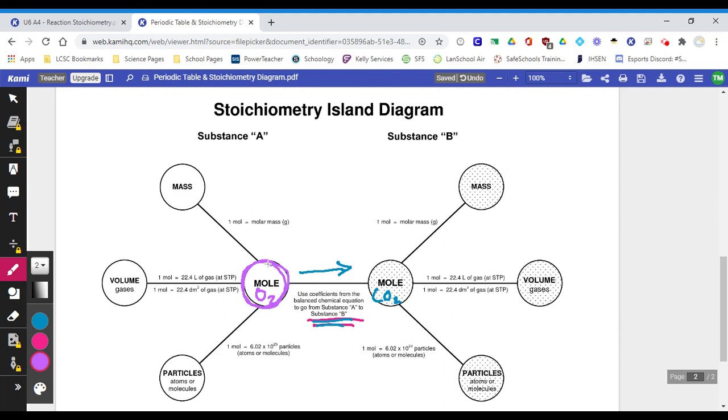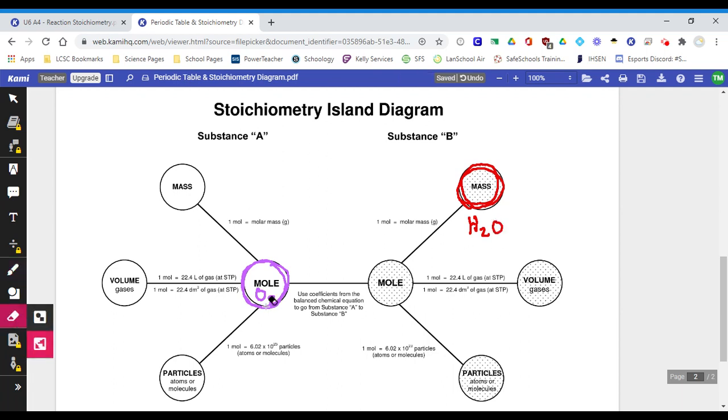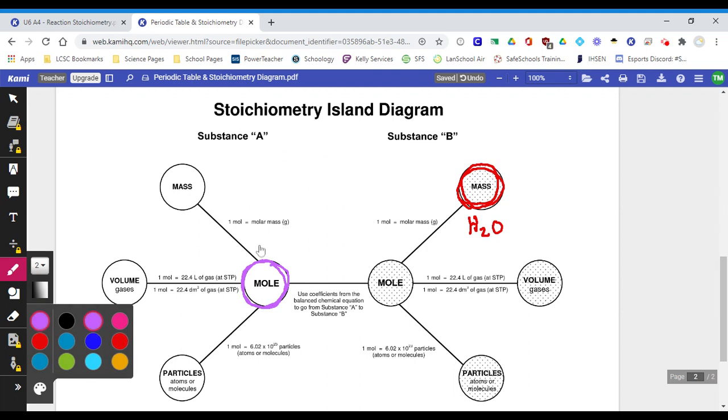Okay, this time my goal is to get to grams. That's mass. I want to get to grams of mass, a mass value, specifically of H2O. So I am starting with moles of O2, and I'm trying to get to grams of H2O.